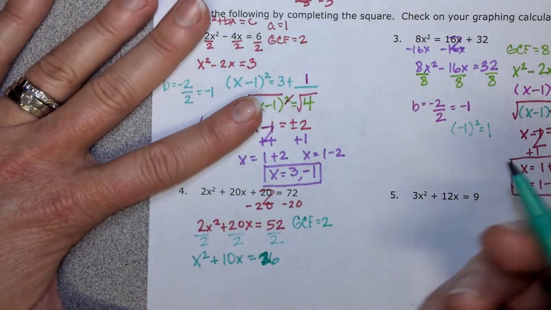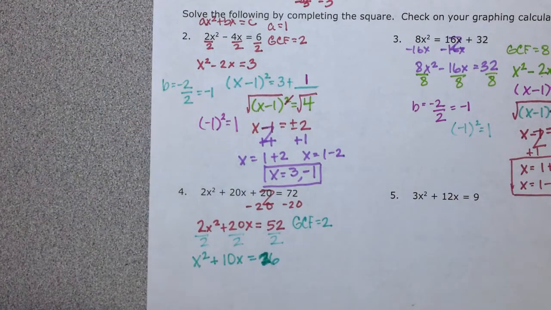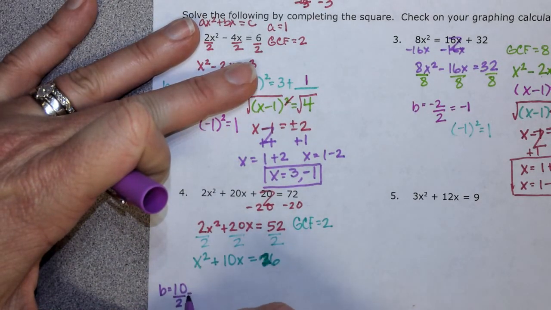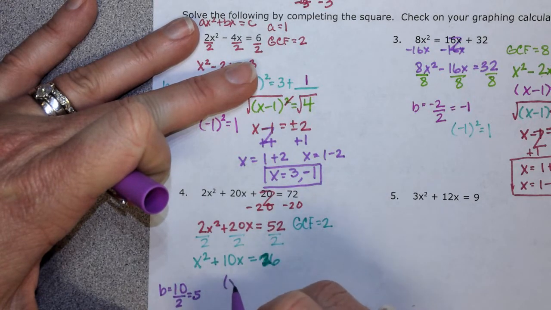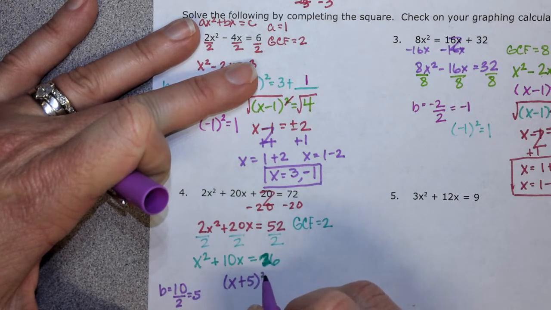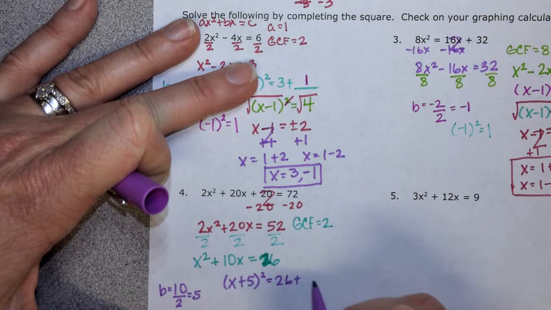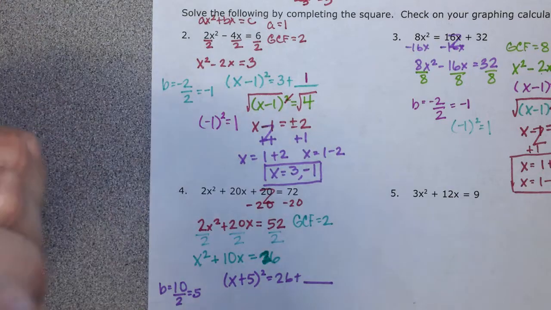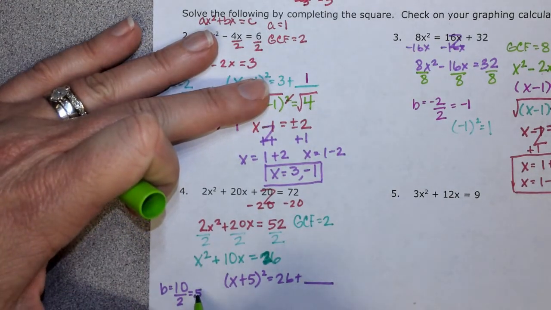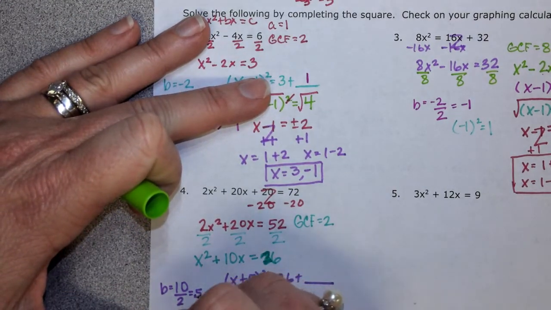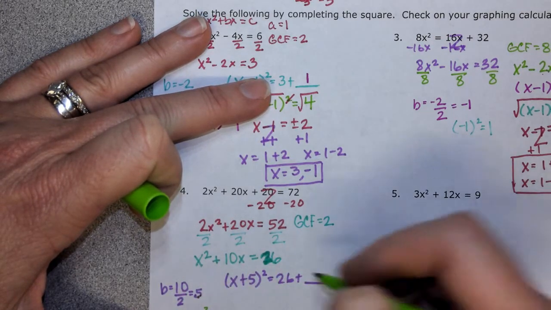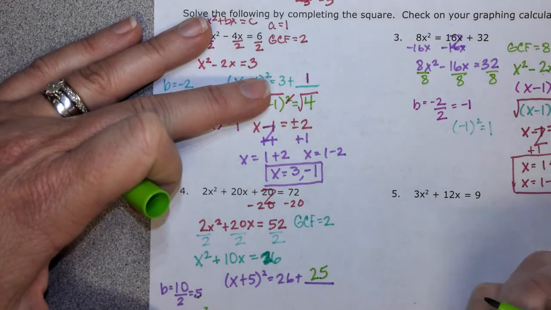Okay. All right, so now I'm ready to take my b value, which is 10, and divide that by 2, and I get 5. So from here, I'm able to write down my factors of x plus 5 squared equals 26 plus the blank. And then to fill out my blank, I have to take the value that I got when I divided b by 2, which was 5, and square it. So I get 25, and 25 is what I'll be adding in here.